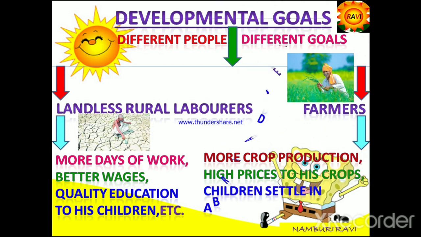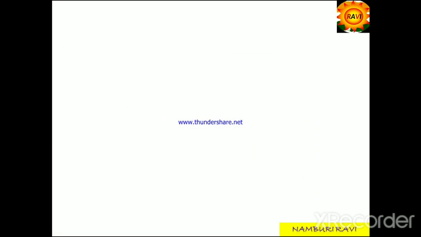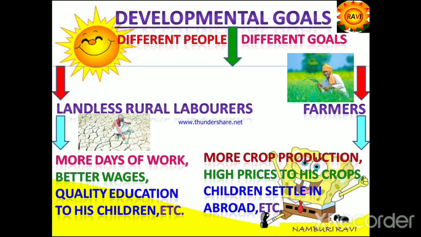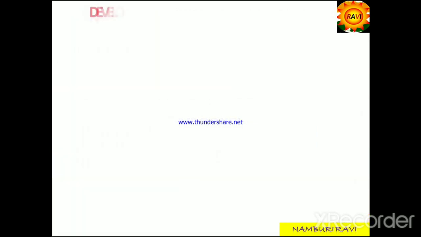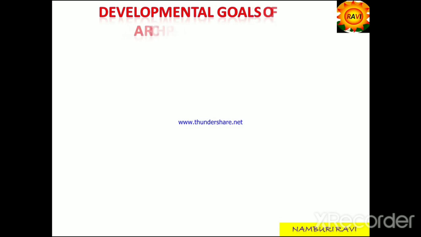And under the farmers, the basic developmental goals are: one is getting more crop production, the second is higher prices for his agricultural crops, and the others are settling children abroad and providing quality education to his children. These are the developmental goals of a farmer.